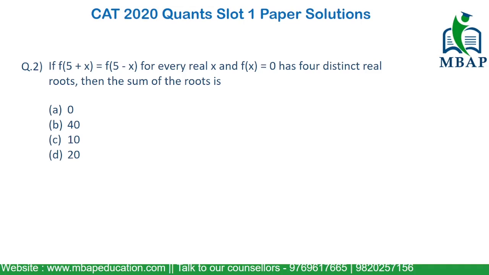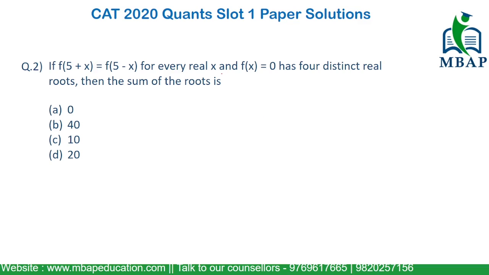Let's have a look at the next question. Read the question well. The question says, if f of 5 plus x is equal to f of 5 minus x, for every real x, and f of x equal to 0 has four distinct real roots, then find the sum of all the possible roots. There are four real roots, and you have to find the sum of all the possible four roots.